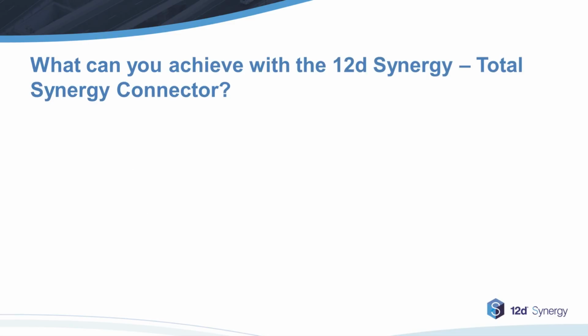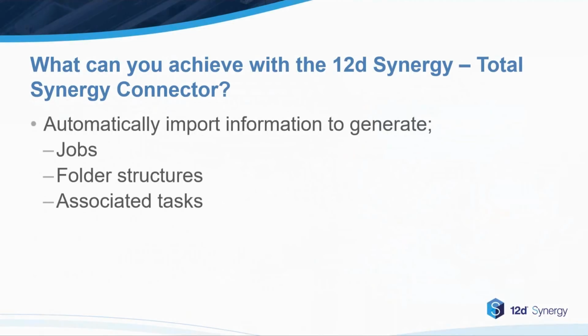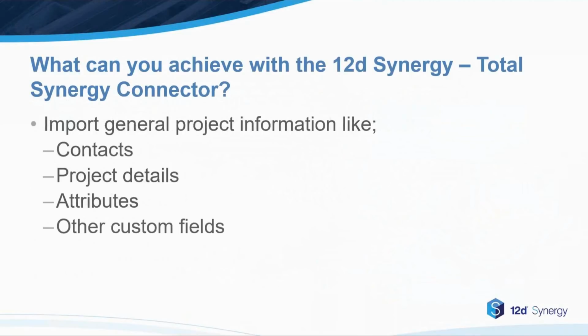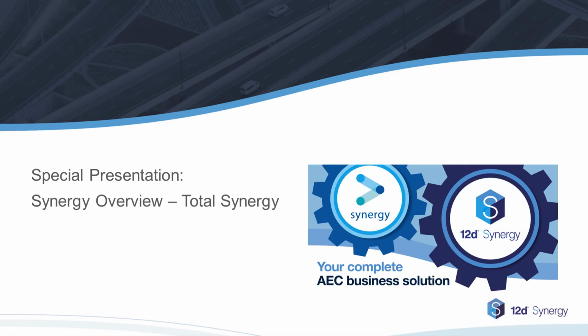So what can you achieve with the 12D Synergy Total Synergy Connector? You can do things like automatically import information from Total Synergy to generate jobs, folder structures, and associated tasks inside 12D Synergy, and import project contacts from Total Synergy to 12D Synergy. And you can import Total Synergy project information like contacts, project details, attributes, and other custom fields. Now I'll hand over to Dan, who will provide us with a special presentation on Total Synergy. Over to you, Dan.